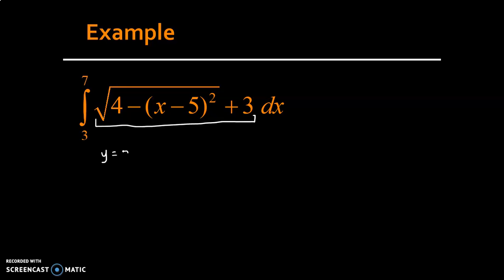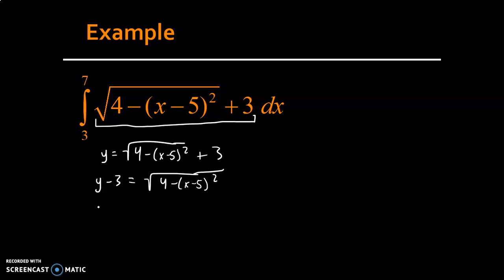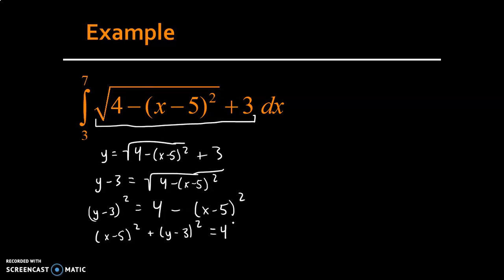So we've got the equation y equals the square root of 4 minus (x minus 5) squared, plus 3. Now, in order to graph this, I'm going to subtract the 3 and try to make it look like a form that I recognize from pre-cal. Then I can square both sides, so (y minus 3) squared equals 4 minus (x minus 5) squared, and then I can add this term over to the other side. So we've got (x minus 5) squared plus (y minus 3) squared equals 4.